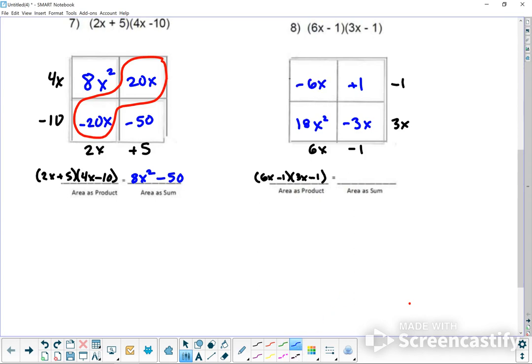Final answer. And again, you can actually put these two together. You have 18x squared. I like to start with the biggest power. And then negative 6x and negative 3x is going to be negative 9x. And then I like to put the stuff without powers at the bottom, plus 1.